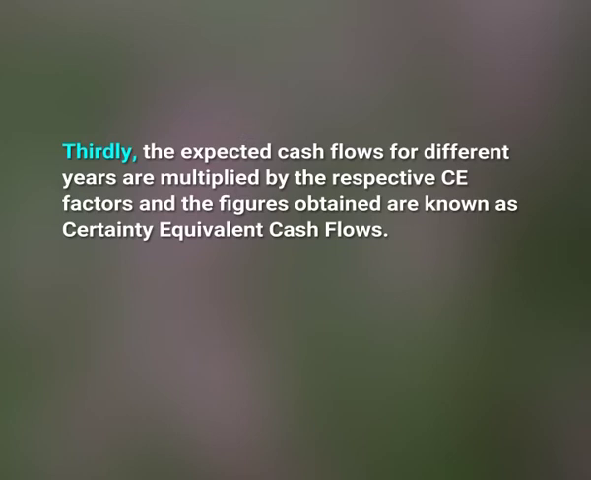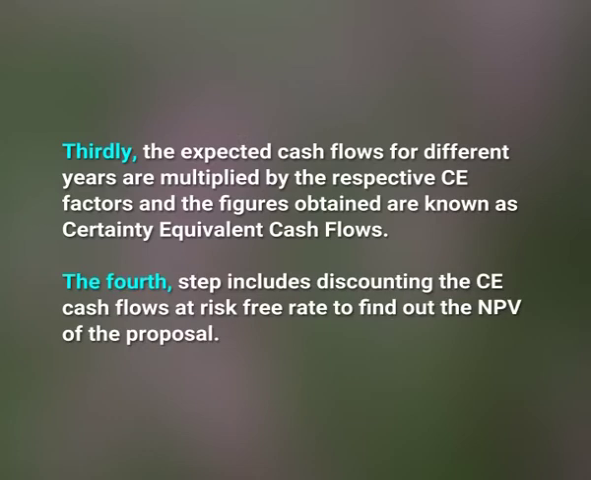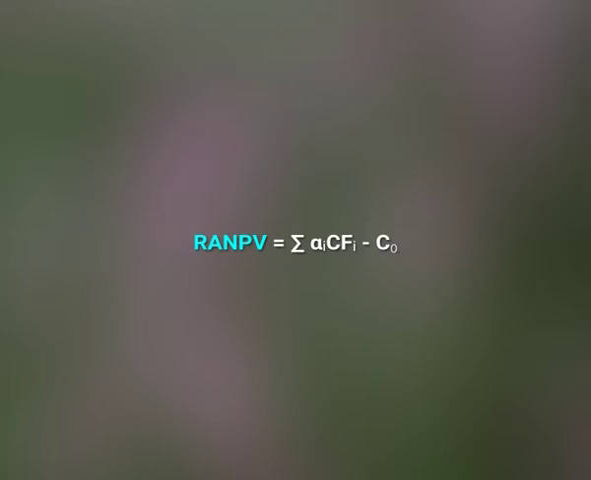Thirdly, the expected cash flows for different years are multiplied by the respective CE factors, and the figures obtained are known as certainty equivalent cash flows. The fourth step includes discounting the CE cash flows at risk-free rate to find out the NPV of the proposal. Now, we can see that risk adjusted net present value is equal to sigma CFI minus CO. Now, we will see the accept reject rule when NPV technique is used.